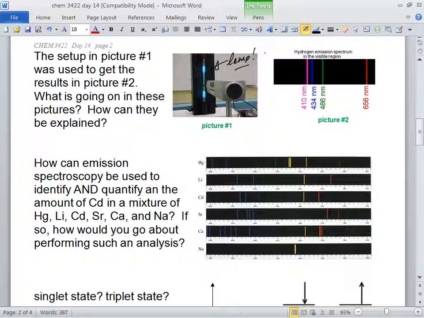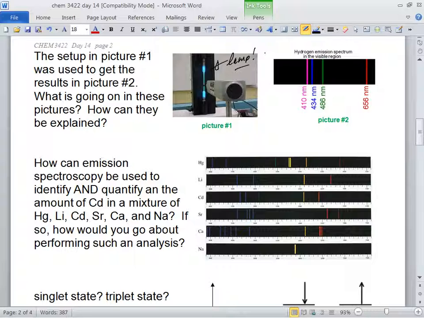What is going on in these pictures? What would you say, Andy? Or Andrew? Let's pick on Andrew. Andrew, what would you say is going on in these pictures? How can they be explained? Are they like absorbing that? I have the light of the lamp.